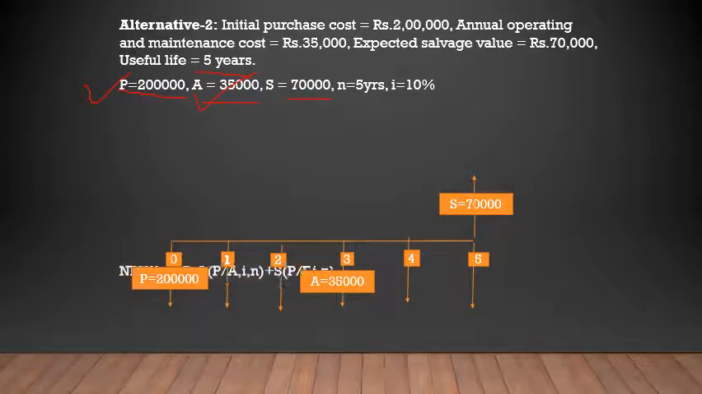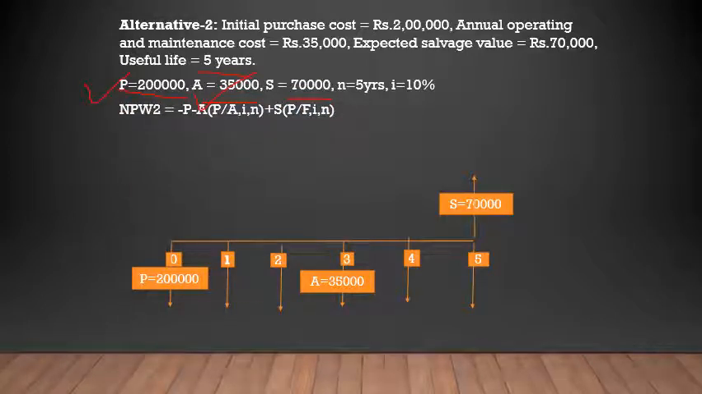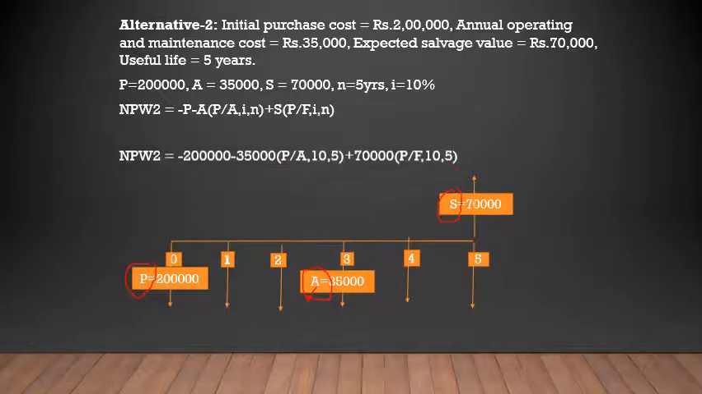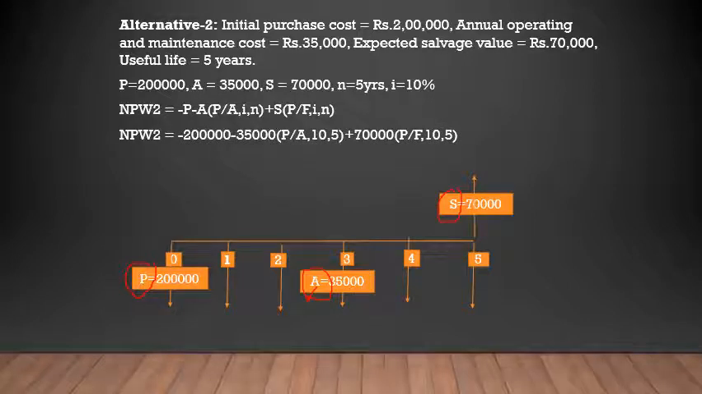Now let us solve the problem. NPW2 is equal to P minus A into P by A comma I comma N, the same procedure we followed for the first alternative. This 2 lakh will remain as 2 lakh because there is no further conversion required, it is already P. A must be converted into P. This is S, which is F, a future sum, so that must be converted into P. First let us convert this A into P using the factor P by A comma 10 comma 5.